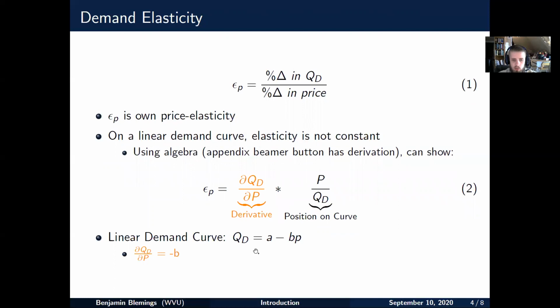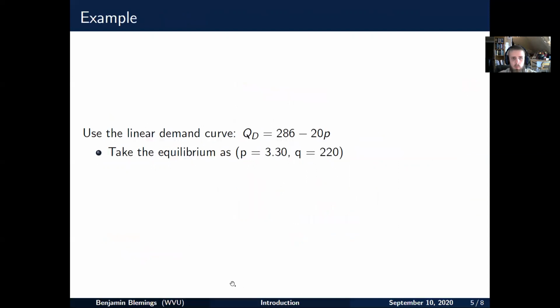On a linear demand curve, we know that this term, dQd over dP, is constant. It's just this negative b term. And so here's an example for you. Let's say we have this linear demand curve where the quantity demanded equals 286 minus 20p. So for every increase of 1 in price, you demand 20 fewer units. Let's say that the equilibrium has price $3.30 and quantity 220.